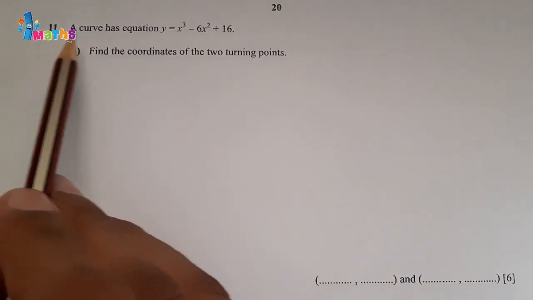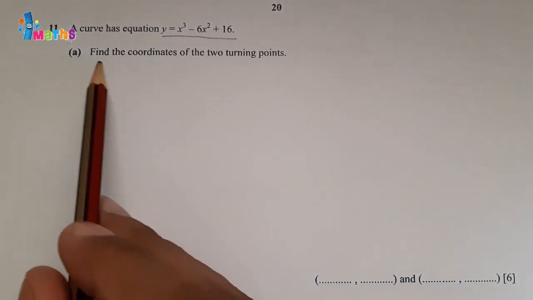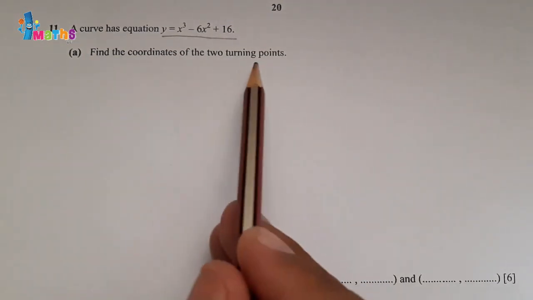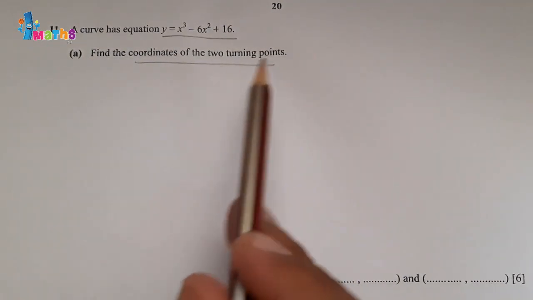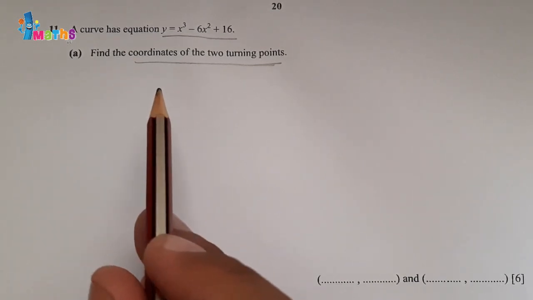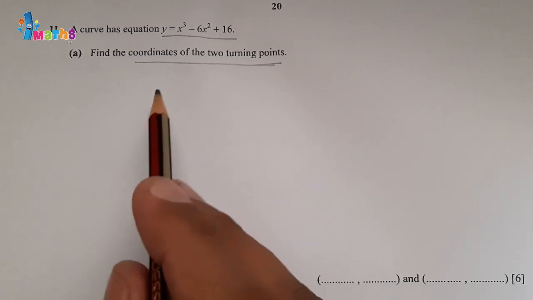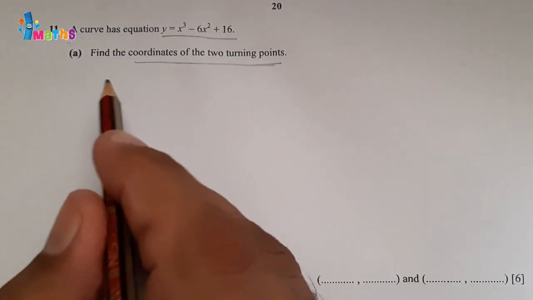Question number 11. A curve has this equation. Find the coordinates of the two turning points. It's a little complicated question, but the method which I'll explain is the easiest one, so you can follow this method.